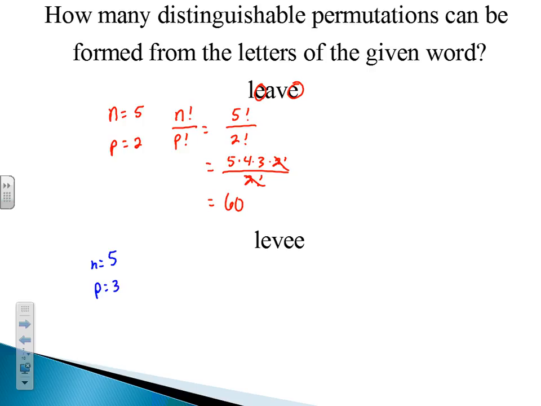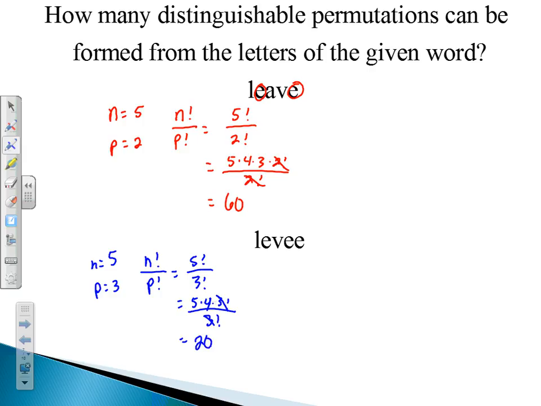So again, I'm going to say n factorial over p factorial, which gives me 5 factorial over 3 factorial expanded out, 5 times 4 times 3 over 3 factorial. So the 3 factorial simplify out, and I wind up with a mere 20 different permutations.